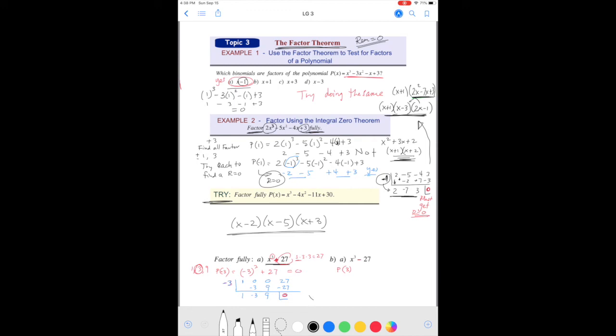So here I have x squared minus 3x plus 9, and this guy just comes in as x plus 3. So this is your answer. Okay? And this would be very similar to the other one. All right.